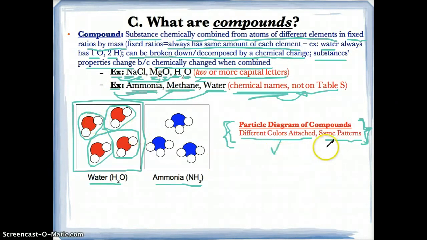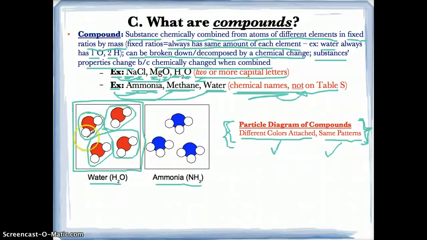In terms of patterns, let's see if it's the same. Each one of these units has one red sphere attached to two white spheres. That repeats four times. Since it repeats four times, we know it's a pattern. Therefore, we know definitely, yep, we got the same pattern for this particle diagram. Each pattern is one red sphere attached to two white spheres. That's the same pattern. The different colors attached, obviously, are one red sphere attached to two white spheres per unit. So, therefore, we're done.